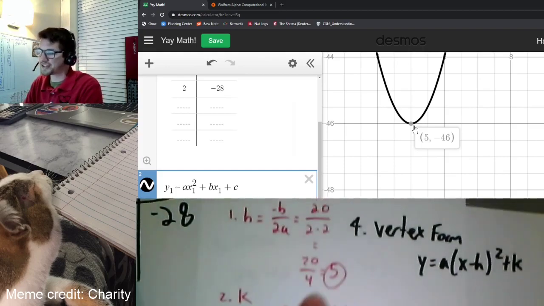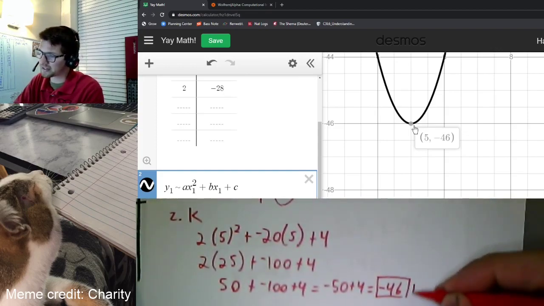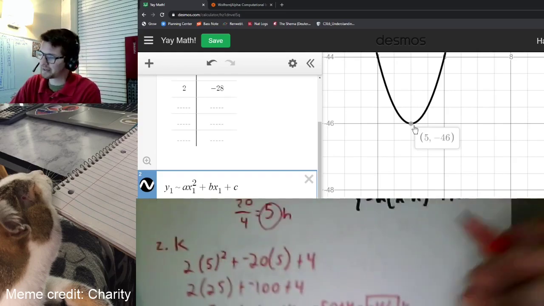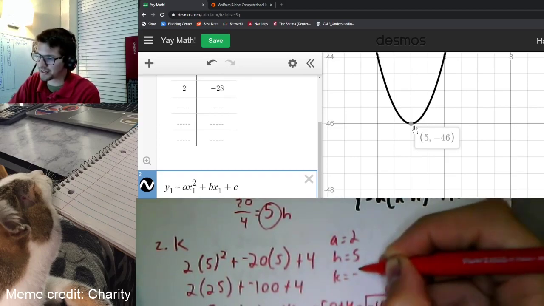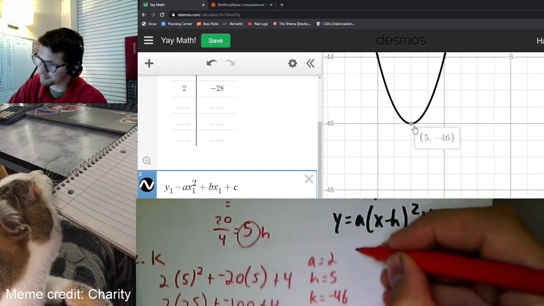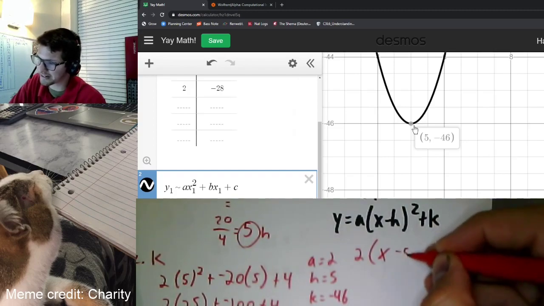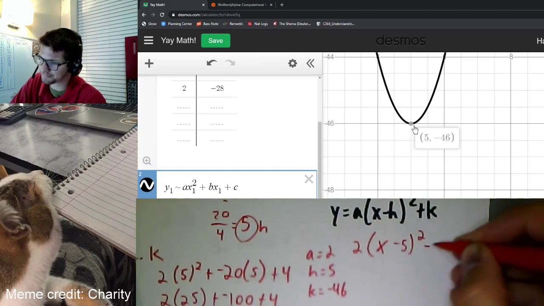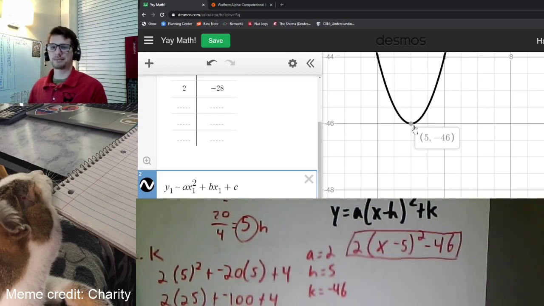So I have my h, it's 5, and I have my k, it's negative 46. And I have my a, we already said a was 2. So if my a is 2, my h is 5, and my k is negative 46, I just plug those into this equation and I'm done. So my a is 2 times the quantity of x minus h, what's h? 5, minus 5 squared plus k, that's minus 46. And there's my vertex form, and I'm done with the problem.